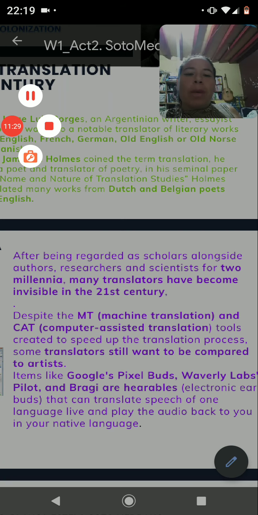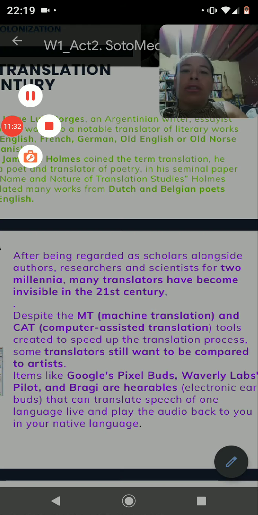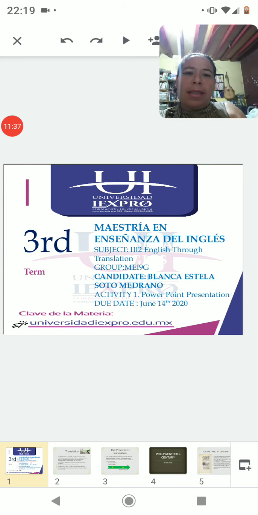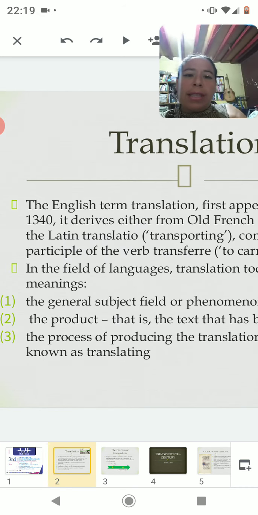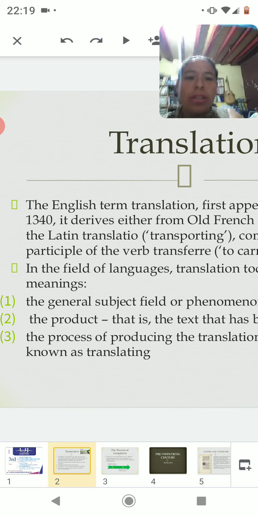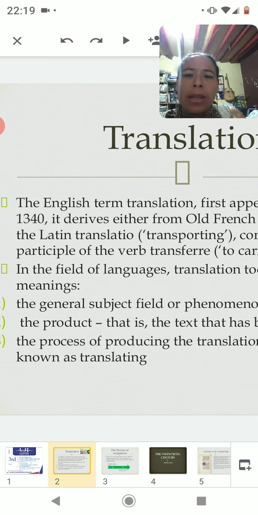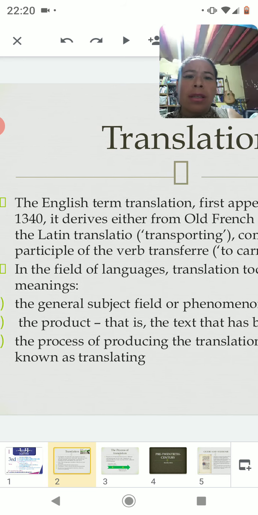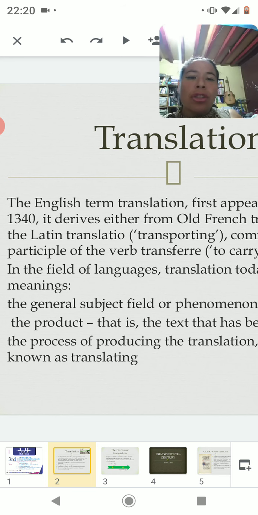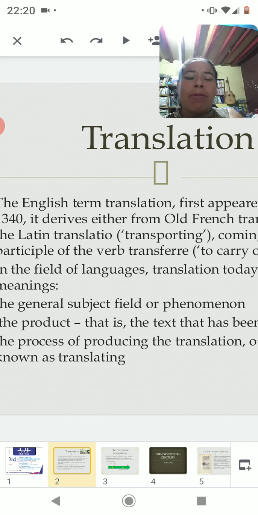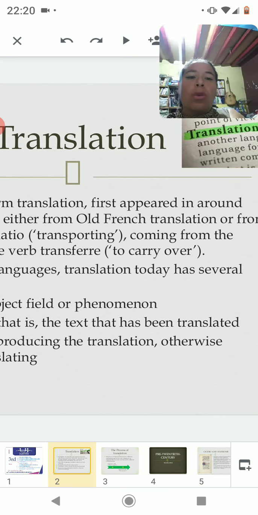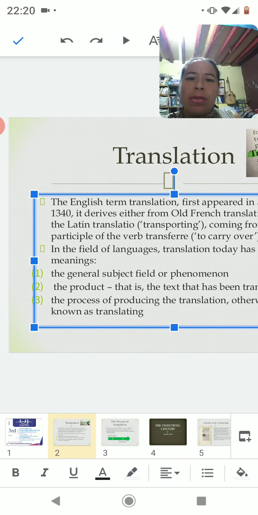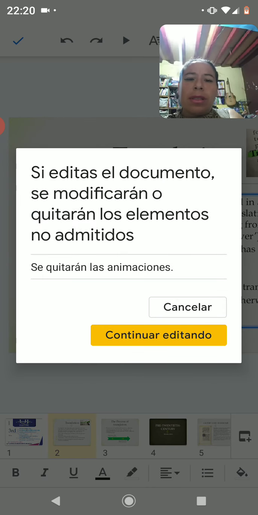All right. We're now going to talk about translation. First, as I said, the term translation appeared in 1340. It derives from the Old French translation, well, Latin translatio, which came from the verb transferre, to carry over. Well, that's the history.